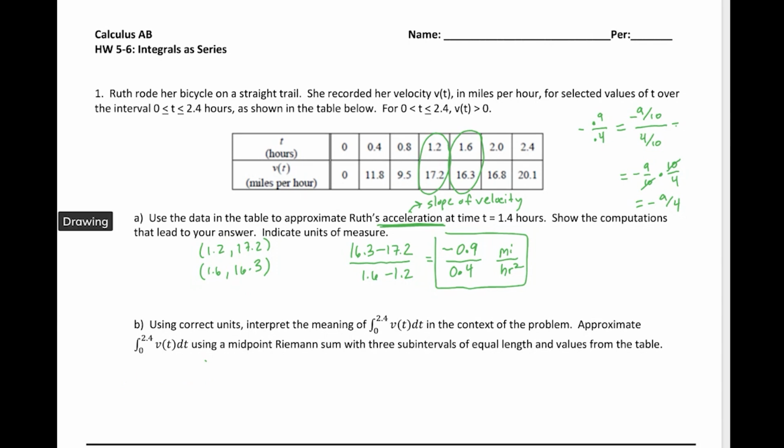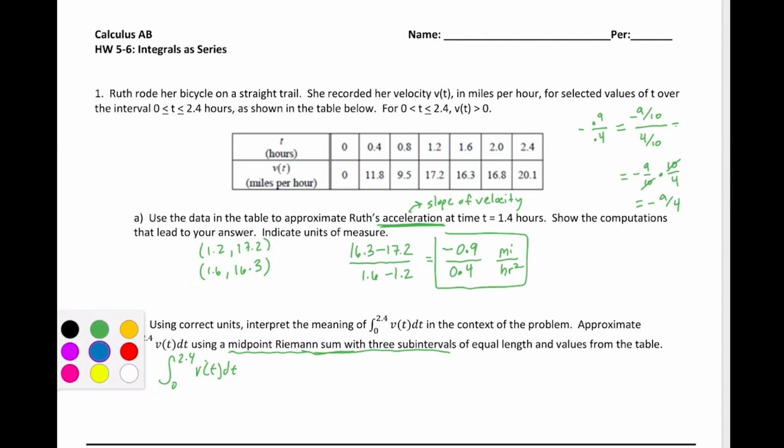Okay, so we're going to approximate the integral from 0 to 2.4 using a midpoint Riemann sum with 3 subintervals. So let's take a look back at the table. Our intervals are going to be from, well, let's see here. How many entries do we have? 1, 2, 3, 4, 5, 6, 7.